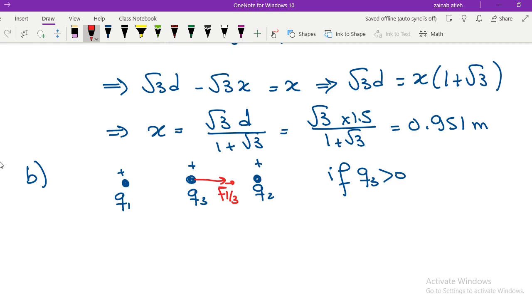Now Q2 and Q3, if I look at them, both of them have positive signs, so they will repel each other. So if I'm going to draw the force exerted by 2 on 3, I will draw it like this. It's a repulsive force. So this is the force exerted by 2 on 3.